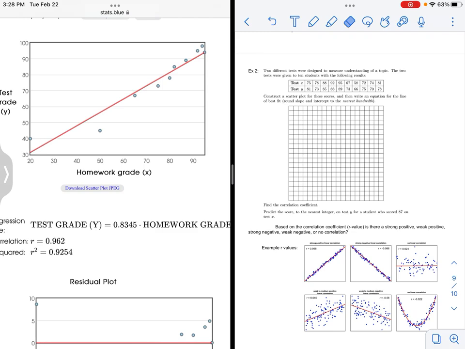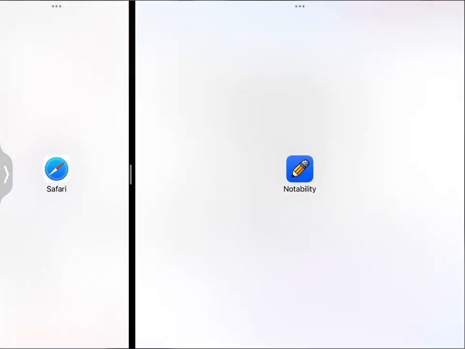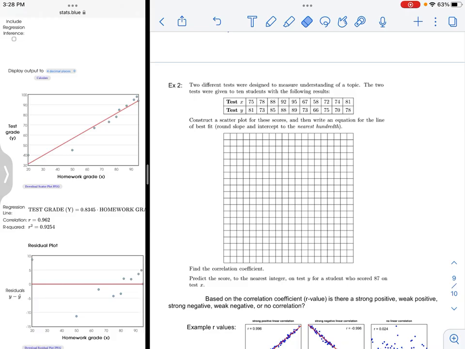So in this next problem, we are asked to find a couple different things. Let's read it first. We have two different tests designed to measure understanding of a topic. The two tests were given to 10 students with the following results. So they took both tests. They scored either better or worse on each one.